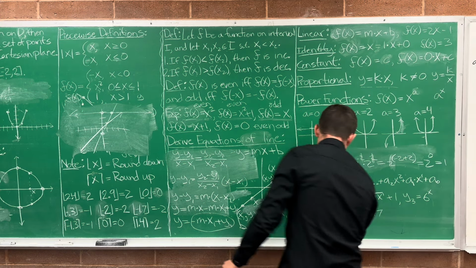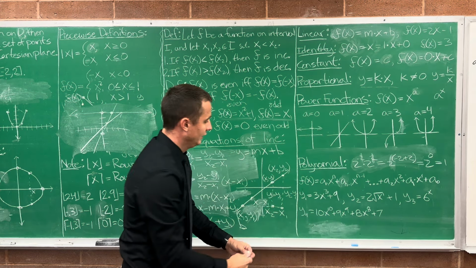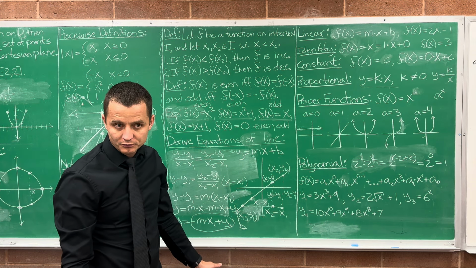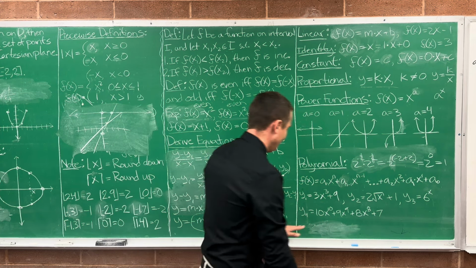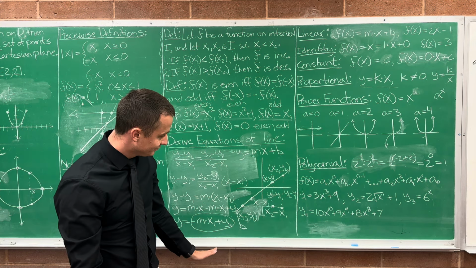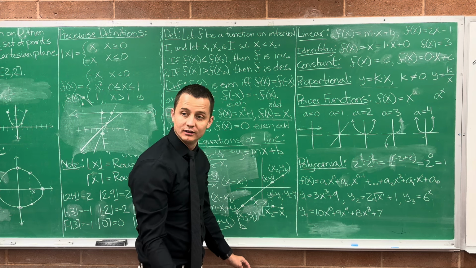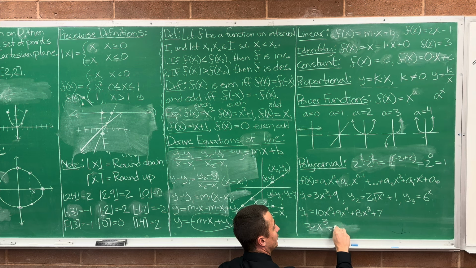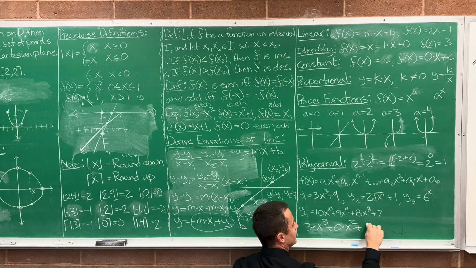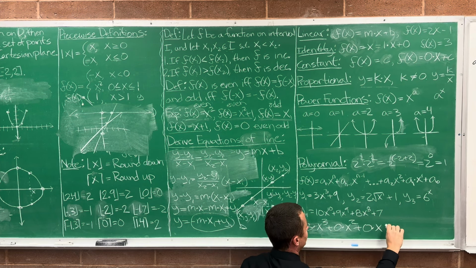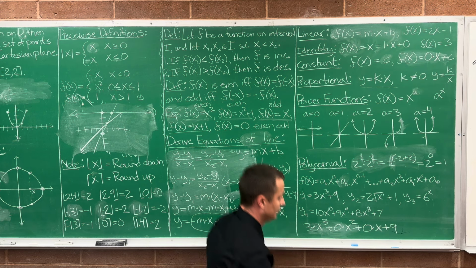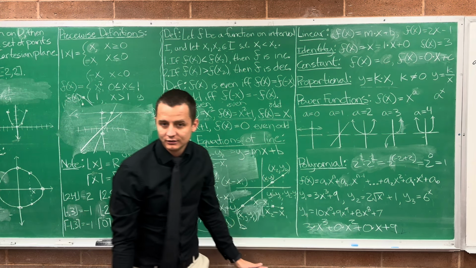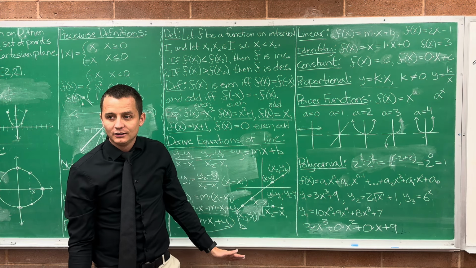Let's do another one. Is this one a polynomial function? 3x cubed plus 9. I would assume yes. It can be expressed as some constant times x to 3 plus some constant times x squared plus some constant times x plus some constant. Right? Yes.